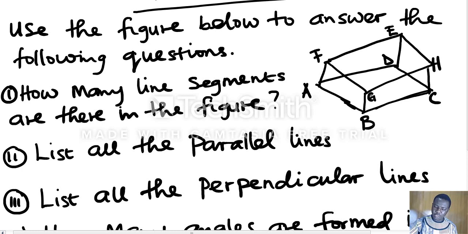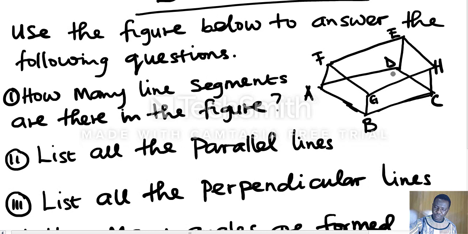So by that, how many line segments do we have? We have line segment AB is 1, BC is 2. So let's count. This is 1, 2, 3, 4. Okay, that's for the base. We have 4. This is 5, 6, 7, 8. Then we come to the top: 9, 10, 11, and 12. So we have 12 line segments in this figure.